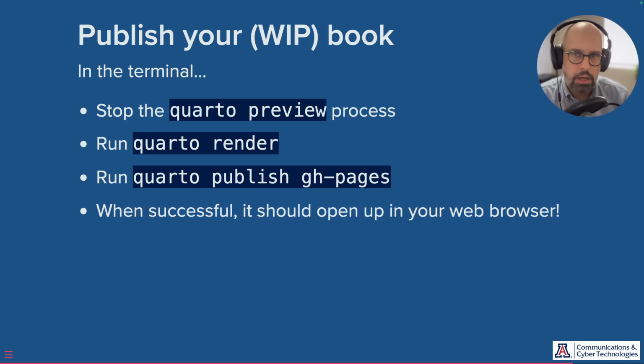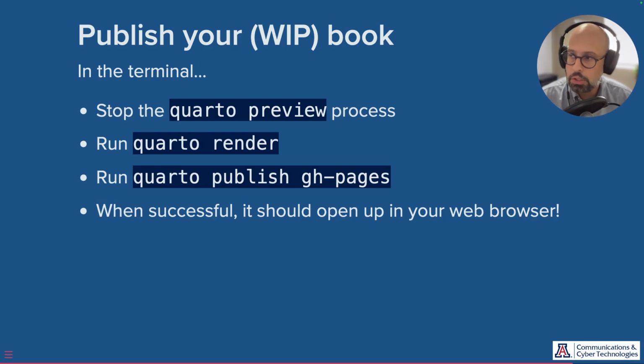So Quarto render is like the preview, but rather than opening it up in a live browser, like a live preview, it's just creating all those HTML files that will be part of your website. And I'll show you where those get created. And then Quarto publish gh-pages. gh-pages is for GitHub Pages. There are other places you can publish Quarto documents very easily. In fact, if you just do Quarto publish, you'll see a list of options.